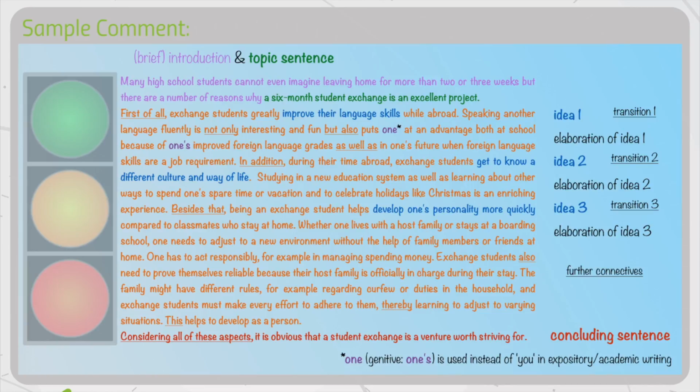Please note the asterisk or little star, which is to remind you that the word "you" is not used in academic or formal writing. If you've come across the expression expository writing, it simply means that we're talking about the type of writing used to explain, describe, or inform in a formal manner. Your teacher might not insist on you not using "you," but you should be aware of this convention.